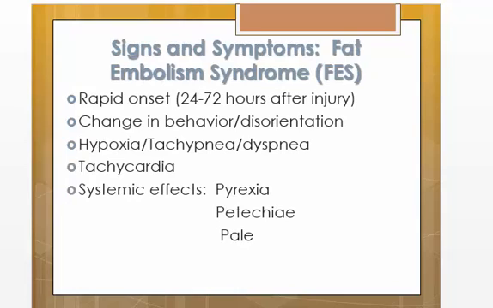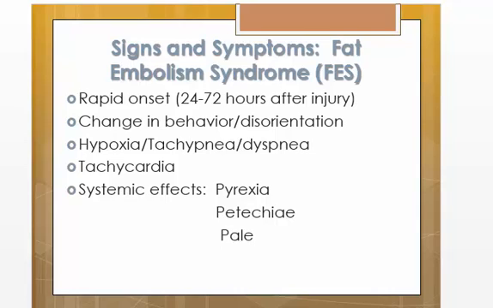Signs and symptoms. Presenting features: change in behavior and disorientation. This is one of the earliest signs due to low oxygen level. In addition to the change in behavior and disorientation, there will be respiratory compromise. Usually fat embolism syndrome is rapid onset, usually 24 to 72 hours after the fracture occurs.